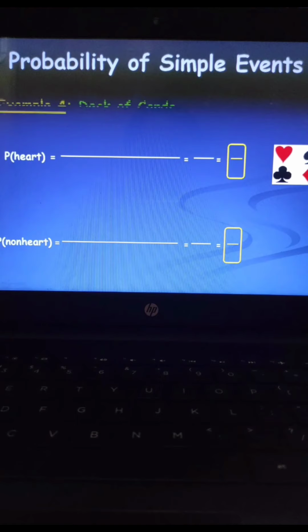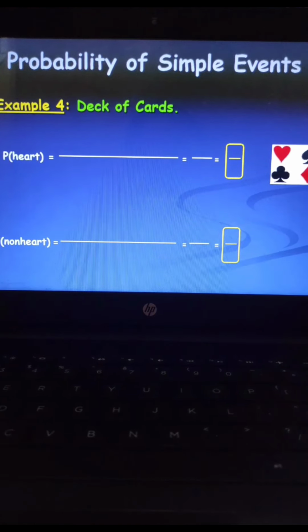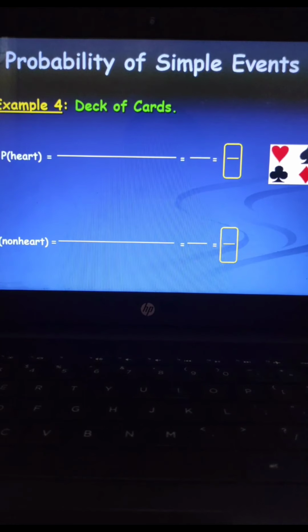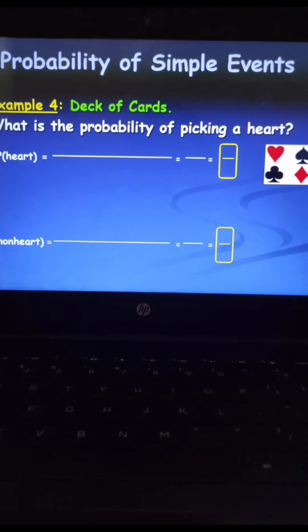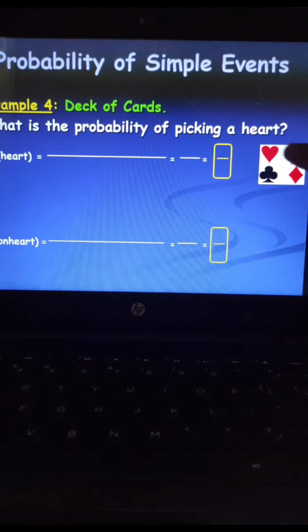Now we have the last example. Okay, so we have a deck of cards. I know you're very familiar with this. Now we are asked, what is the probability of picking a heart? As you can see here, there are 4 types of cards. So we have heart, spade, clubs, and diamond.